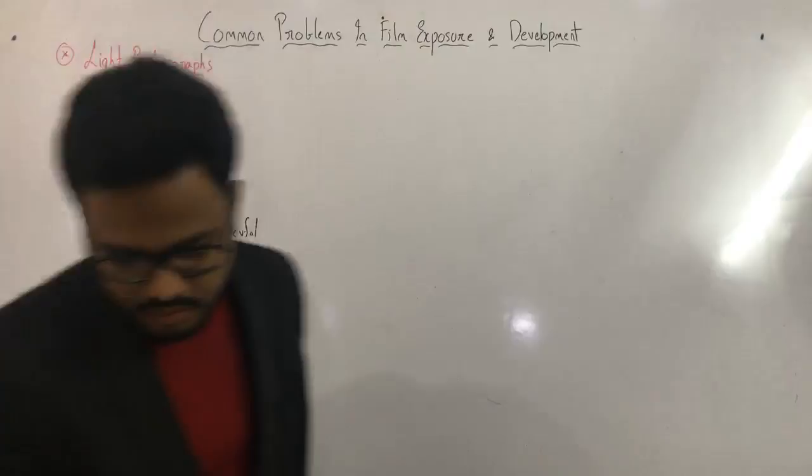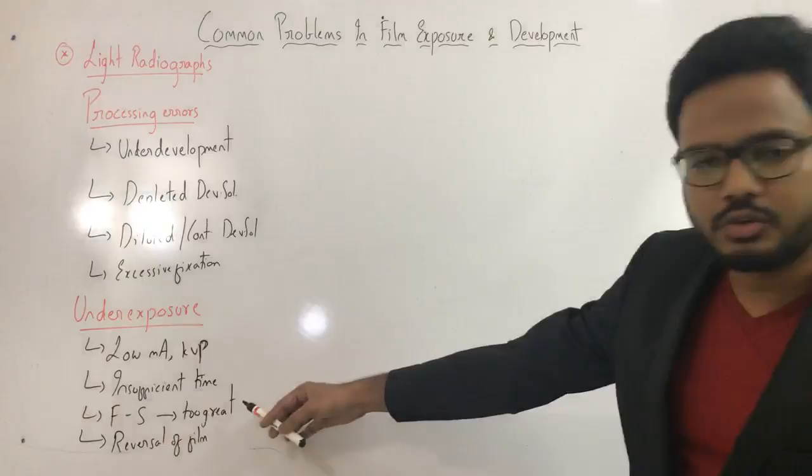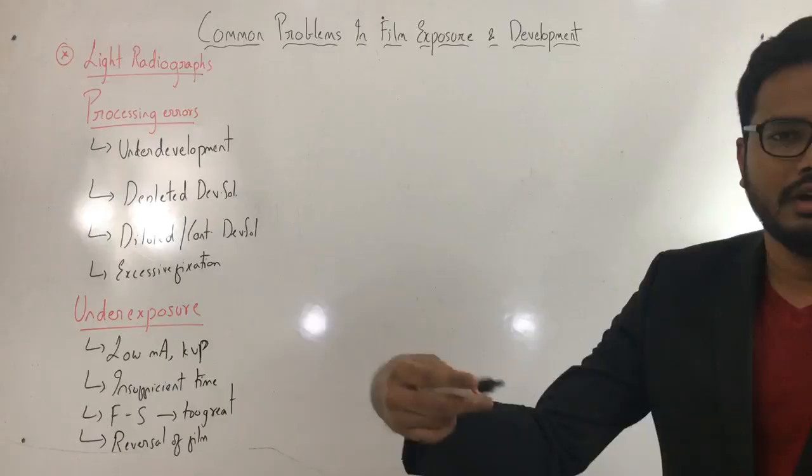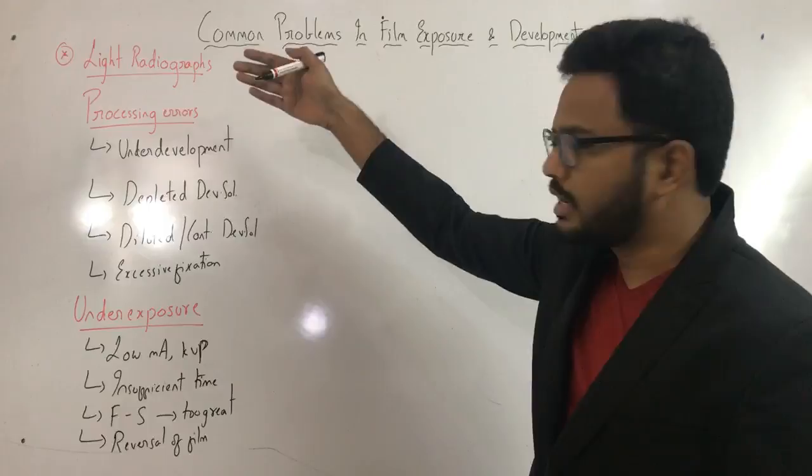So these are some of the exposure parameters, right? So low tube current, tube potential, insufficient time of exposure, film source distance too great or too much increased, or reversal of your films. You can have your tie track appearance or herringbone pattern, isn't it? Yes. So these are some of the reasons why you have light radiographs. Various processing errors and various parameters associated with exposure. Very simple.